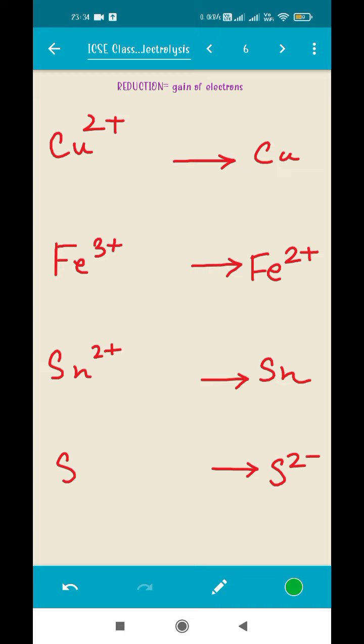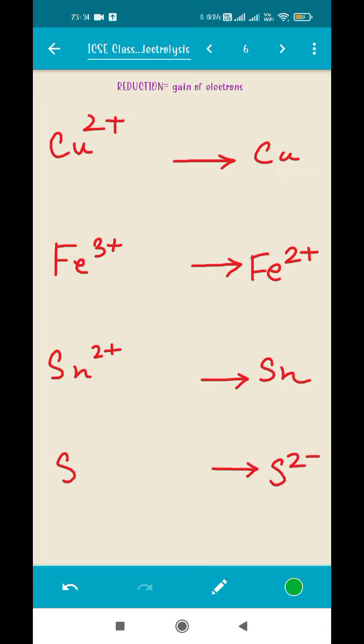Okay, always consider it with respect to the left hand side of the reaction, not the right hand side. So let's see the first question. Copper ion Cu2+ has converted itself into Cu. That means initially it had 2 electrons less in it. As a result, it was positively charged. Now it is completely neutral. It has all the set of electrons.